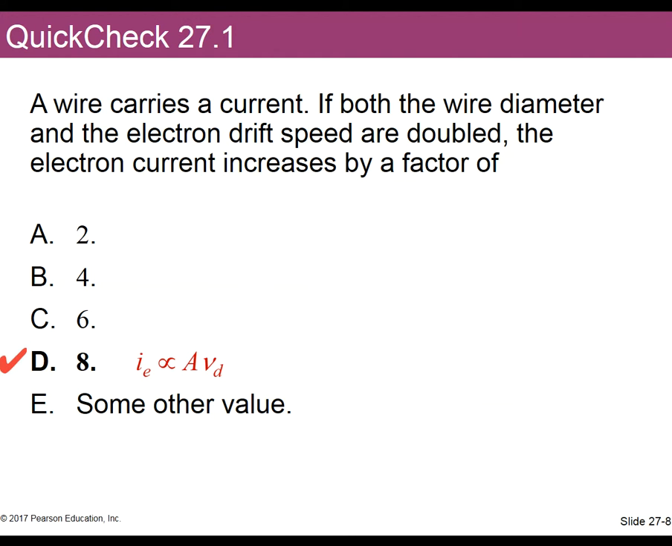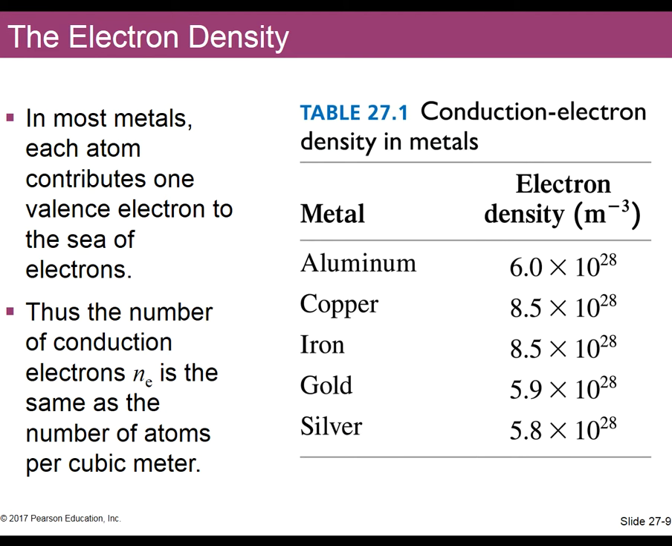So hopefully that's making some sense. We look for proportionality here. In most metals, each atom contributes one valence electron, and you can think of it as being a big sea of electrons. You can think of the electron density in terms of per cubic meter or per cubic centimeter if you want a little bit more bite-sized units. But at the end of the day, we always like to go to SI units, which is in meters, and that's going to help us make sense of figuring out how many electrons there are.